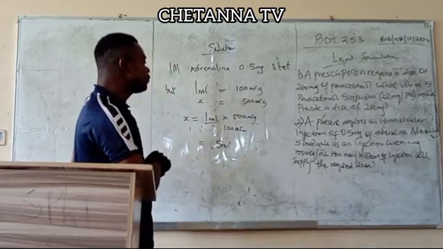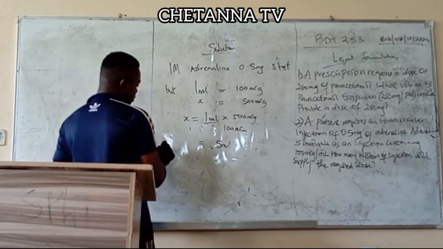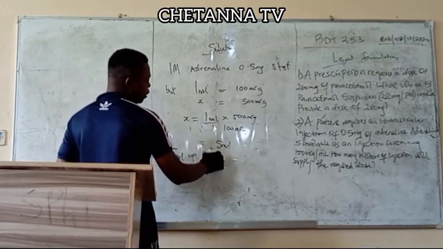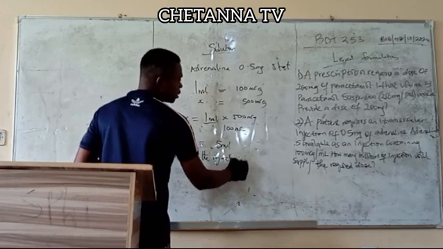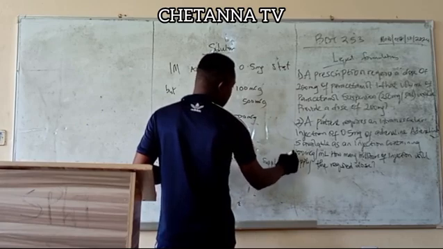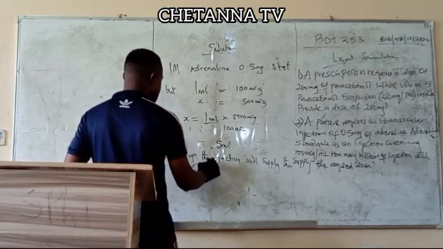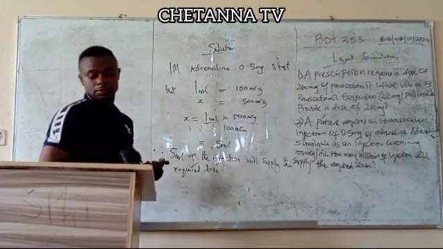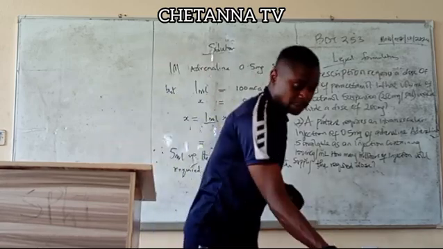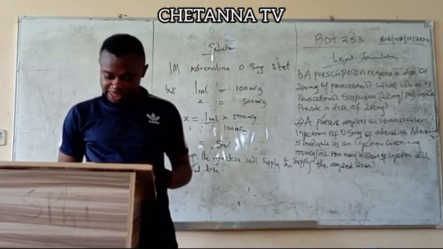So 5 mils of the injection will supply the required dose. Therefore, 5 mil of the injection will supply the required dose. The questions are simple, they are not difficult. They are very, very simple questions to solve.